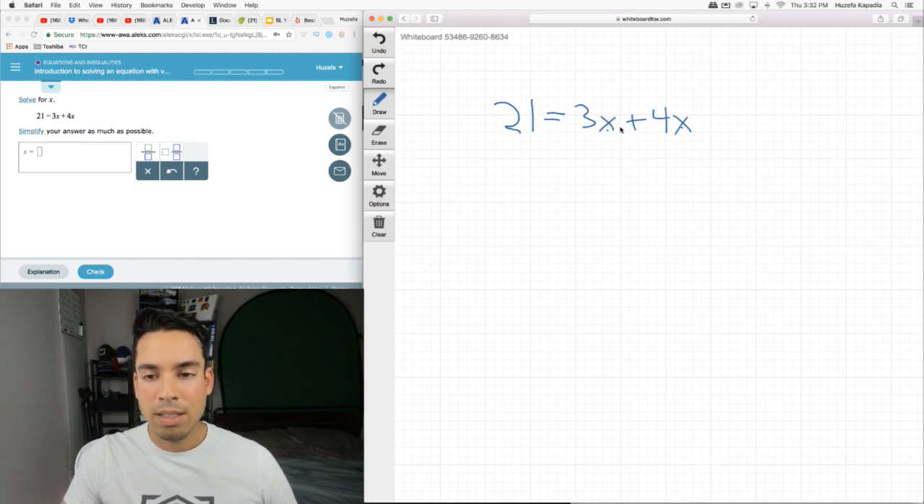So how do we combine these? Well, it's just like if I told you, what's three apples plus four apples? It's seven apples. This is the same as saying we've got three X's plus four X's. When we add them together, what do we have? We have seven X. So that's the first step, is we consolidate these variables.